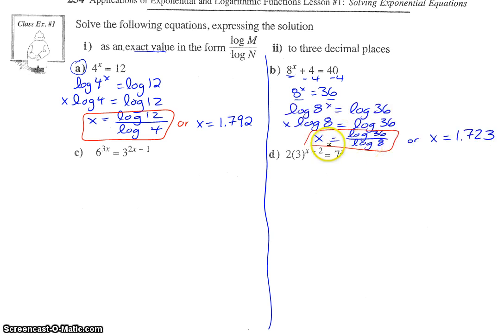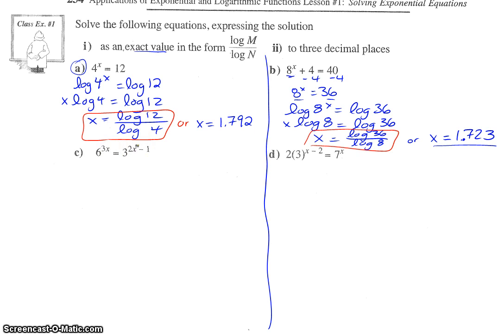Okay, so did everybody get the exact value? Log 36 divided by log 8, and to 3 decimals, 1.723. Good job. Okay, C, a little bit different, a little more difficult. You'll notice that we have x on both sides in the exponent.